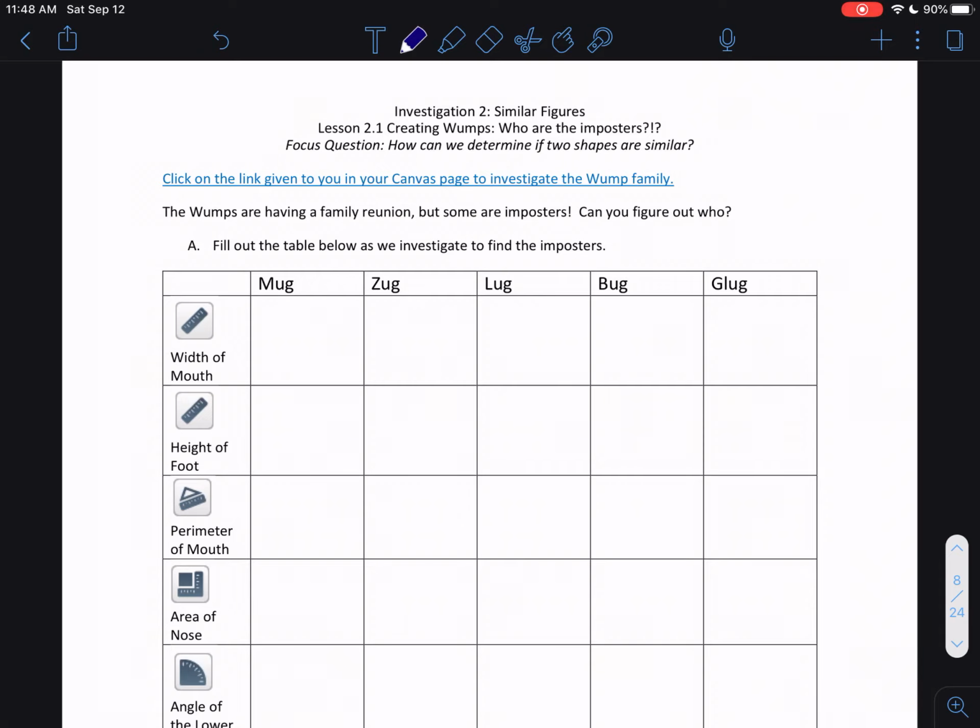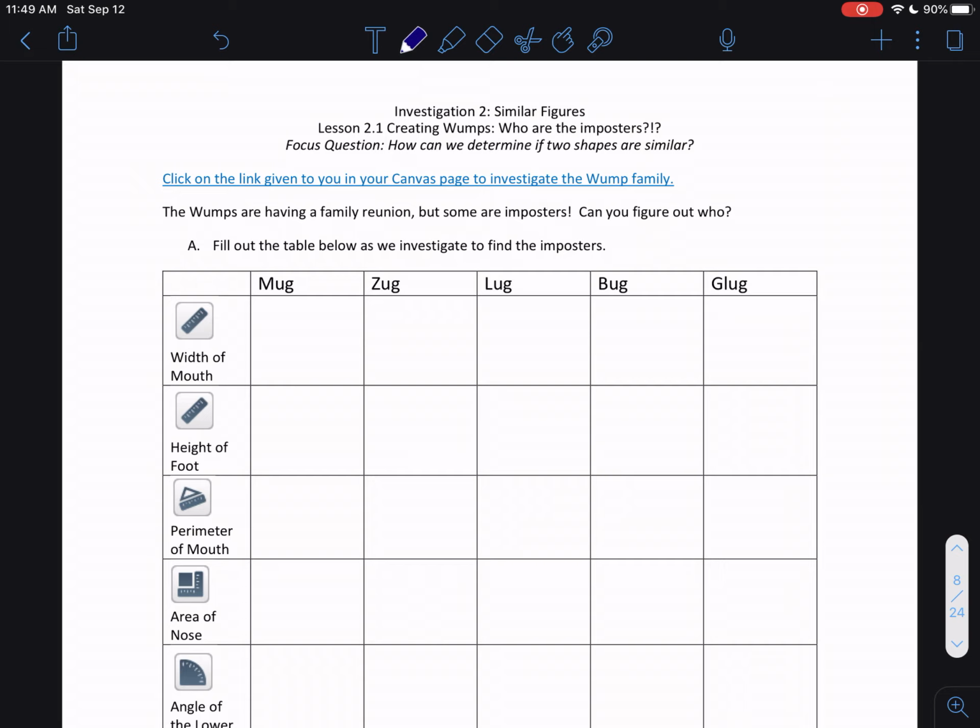So we are moving into investigation 2 and looking deeper into similar figures. In investigation 1, we were just looking at generalizing what makes things similar, but now we're actually going to really put numbers and values into it. And we're going to be doing that using mug, zug, lug, bug, and glug. And make sure you ask your teacher to show some 3D printed versions of these. It's pretty neat.